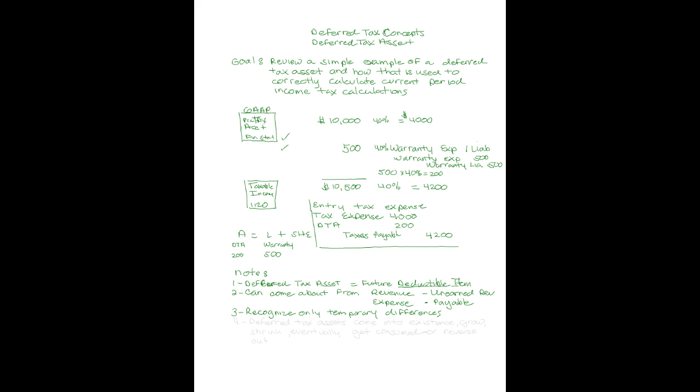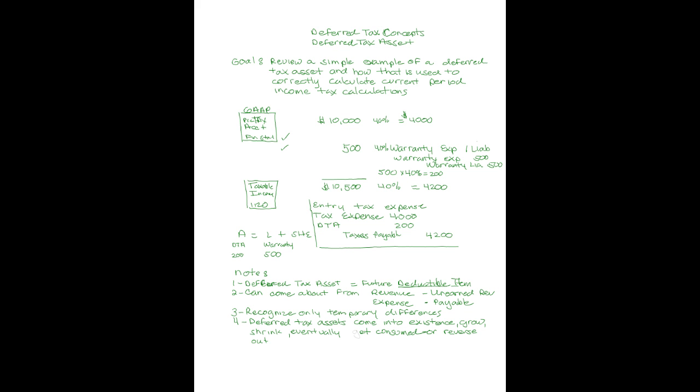Finally, we recognize only temporary differences. If something is going to reverse in future periods, it needs to have a deferred tax asset or liability set up on it. If it's a permanent difference, then it would not.